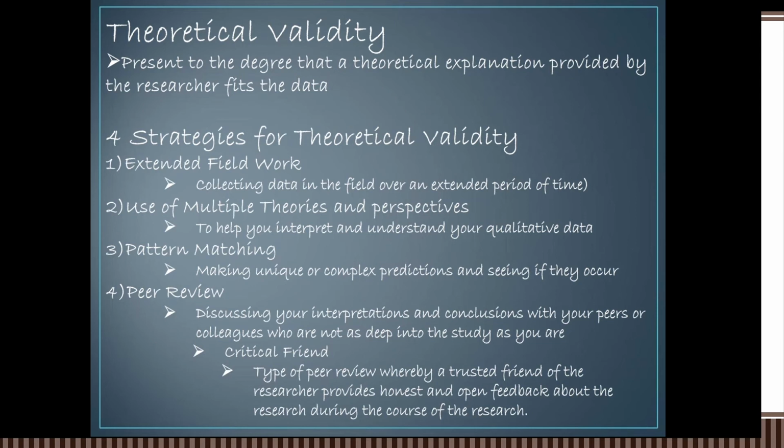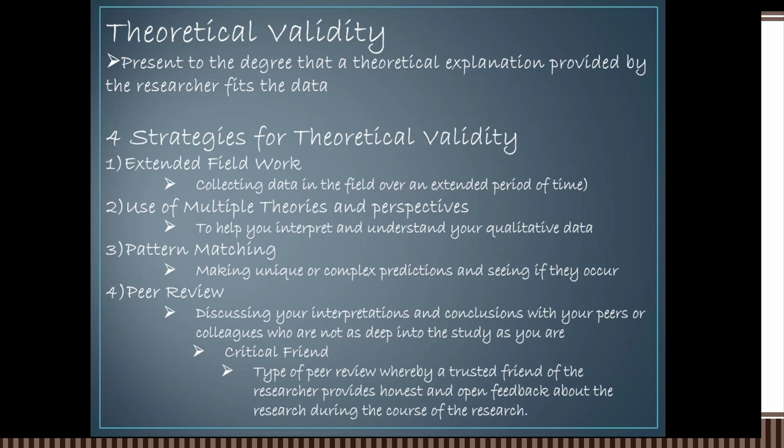Theoretical validity is also another place where you can get evidence to prove that you have validity in your qualitative research. And theoretical validity is, does the interpretation and results that the researcher has given fit the data that was collected? And there's 4 strategies for theoretical validity. There's this extended field work. So going out and making sure that you are collecting data in the field for an extended period of time. So making sure that you didn't miss anything, having more than enough data.